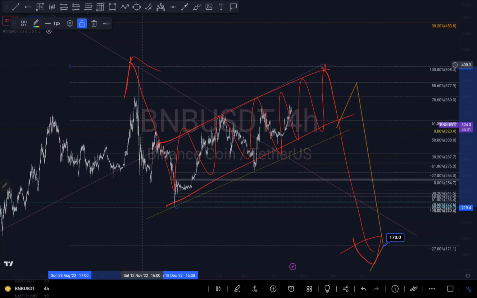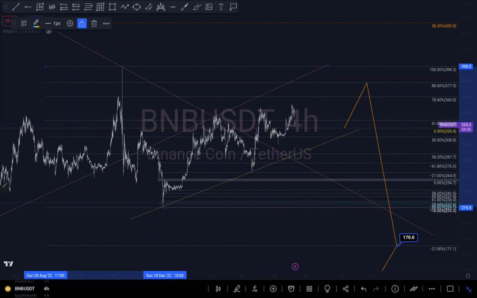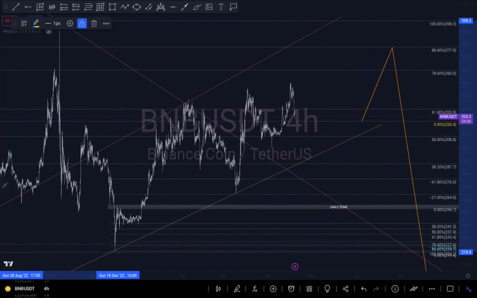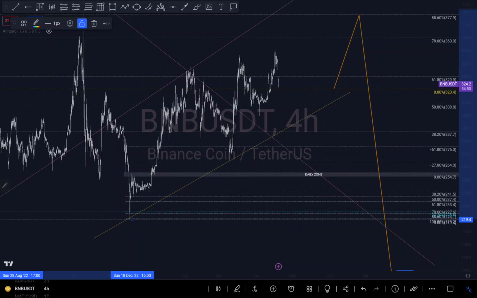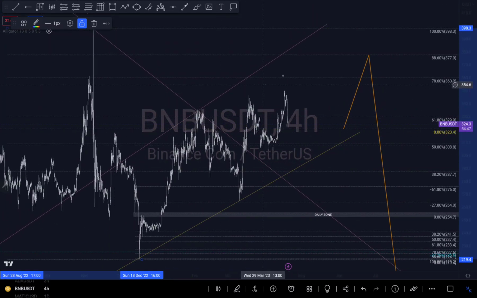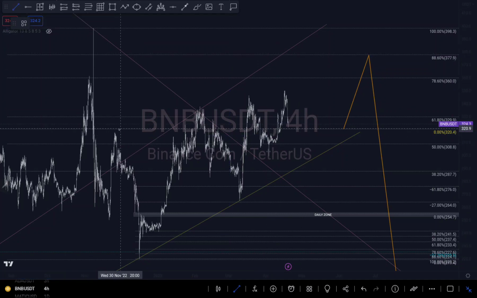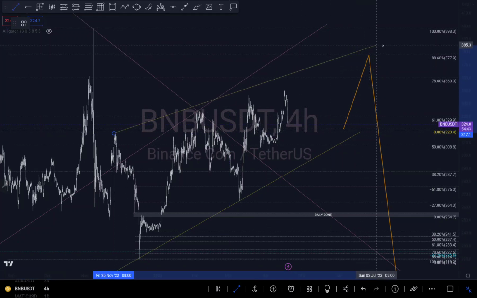So this is my overall structure I'm seeing, but we can see the minor structure right here is on an uptrend. As long as we are above this trend line right here, we are on an uptrend for the move. So I can also draw a trend line here just to give us more insight.